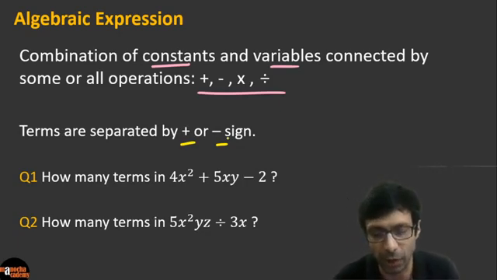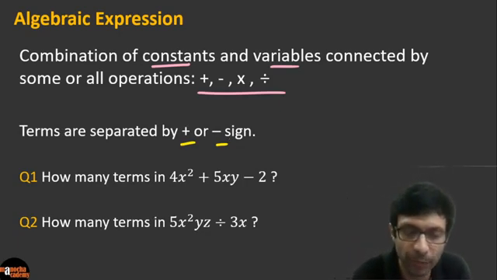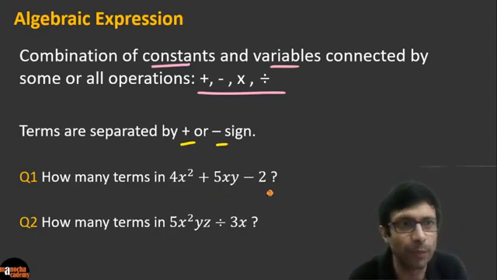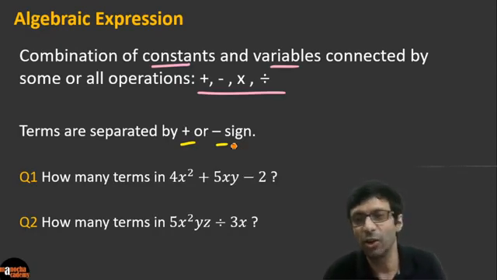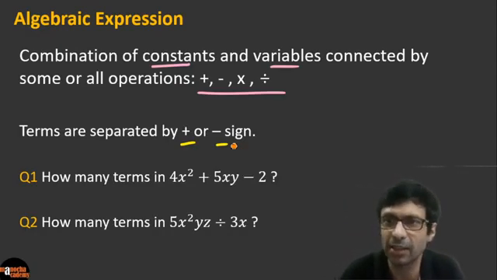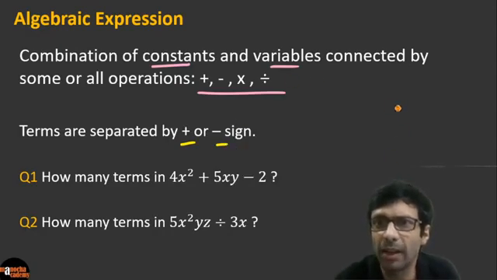So now can you tell me the first question, how many terms do you see in this algebraic expression? Here we have an example for you: 4x squared plus 5xy minus 2. So guys, can you tell me how many terms are there? And note that terms are separated by plus or minus. Okay, very good. I see a lot of people are interacting. That's the goal here. I want all of you to try, guys.